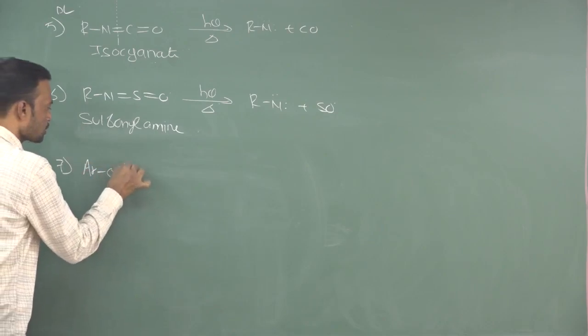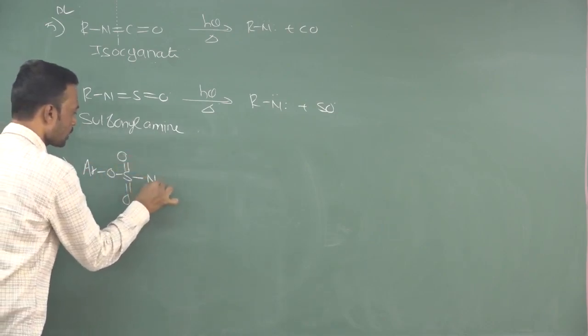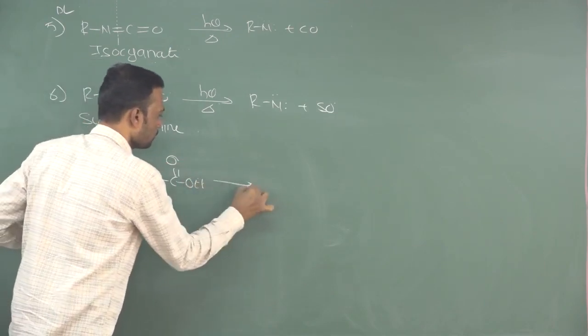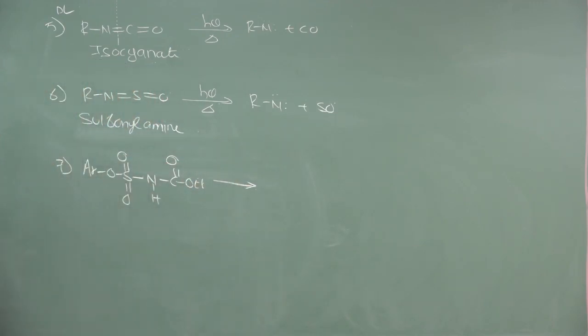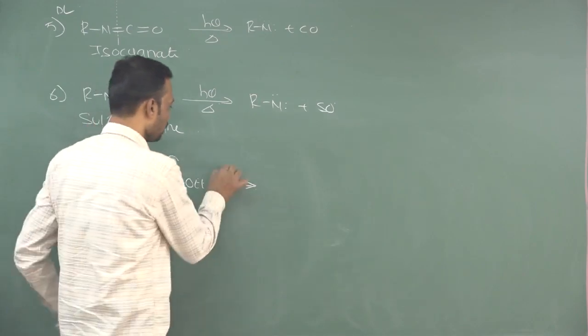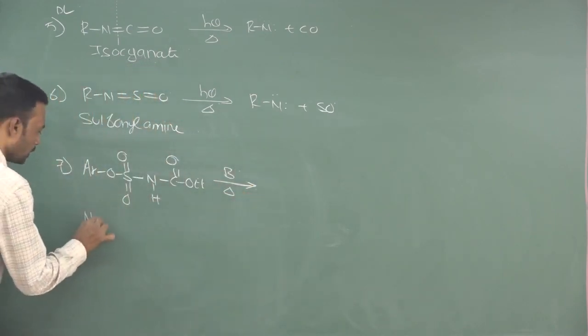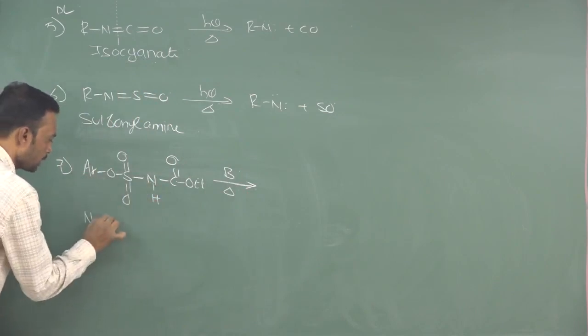This is Ar, S double bond O. Next here nitrogen carry H. This is C double bond OEt, C double bond OEt. Okay. Now here also, on treatment with base and thermal decomposition, this is called N. This nitrogen carries N-aryl.